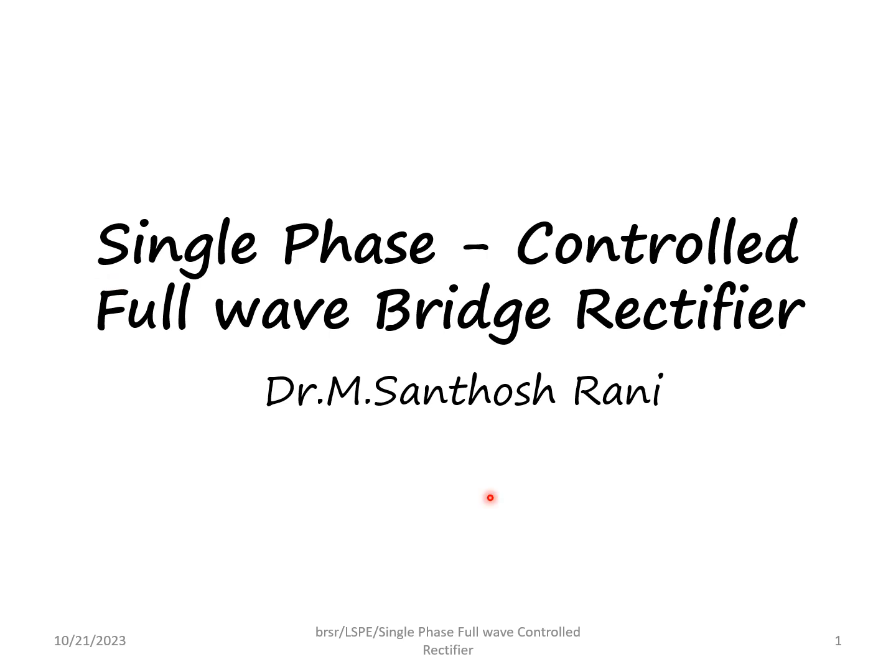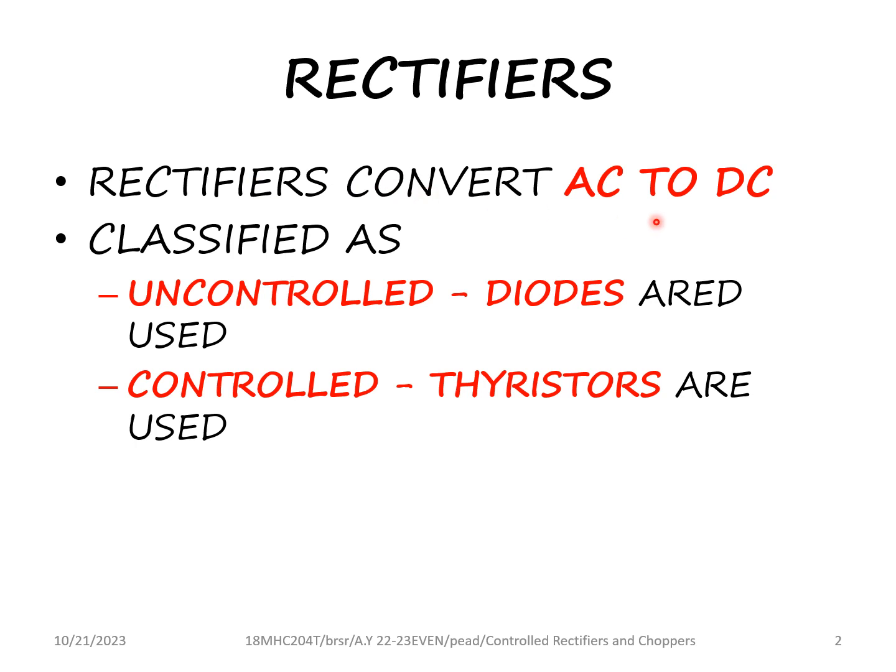In this lecture, we will be seeing the operation of a single phase full wave bridge rectifier, especially the controlled full wave bridge rectifier. Rectifiers convert AC to DC, that is, a bidirectional input is converted into a unidirectional output when rectifiers are used. They are classified as uncontrolled rectifiers and controlled rectifiers. It is called an uncontrolled rectifier when diodes are used. It is called a controlled rectifier when thyristors, especially SCRs, are used.